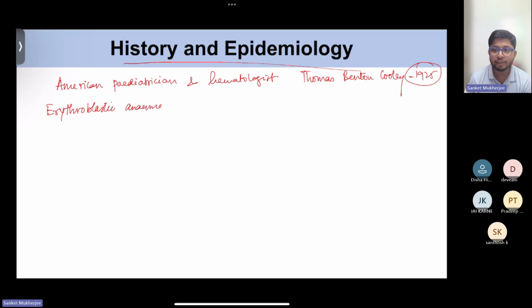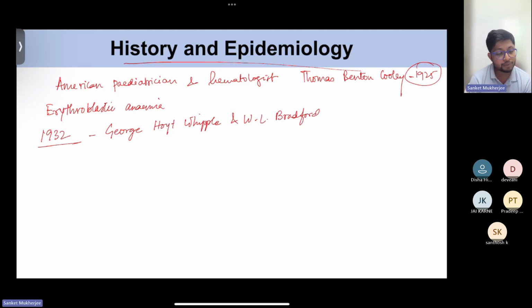But later it was popularly known as Cooley's anemia because he was the one who discovered and reported this. In 1932, George Hoyt Whipple and W.L. Bradford worked on the pathology and established its association with people who originated from the Mediterranean region and the Black Sea. And that's how the name thalassemia came in.